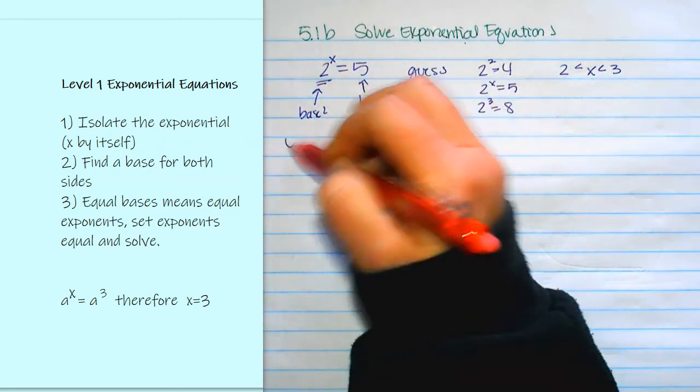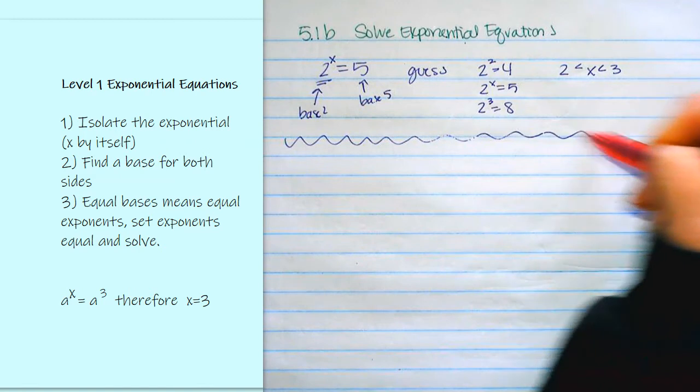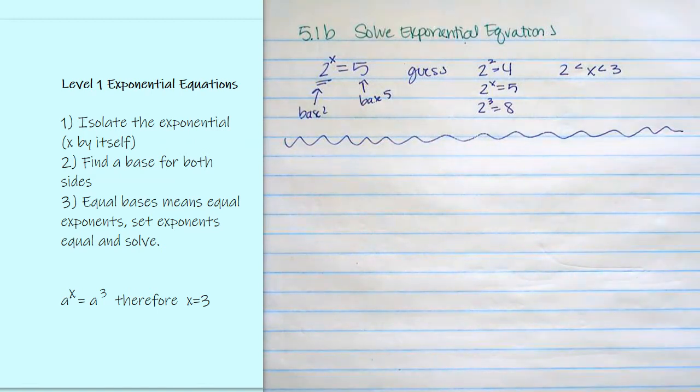But we are going to solve beginner ones today, and I've got some rules set up for you on this side already. So first, we're going to isolate the exponential, get the x by itself. We're going to get the 2 to the x or 3 to the x or whatever base we have on one side by itself. Number 2, we're going to find a base for both sides. And number 3, if we've got equal bases, that means we're going to have equal exponents. So we're going to set the exponents equal and solve them.